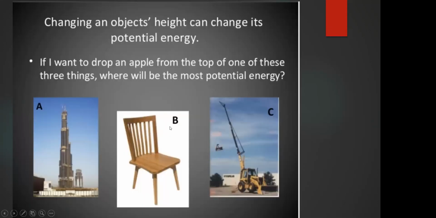Now here, imagine, if you change the height of the object, how can you change the potential energy? Now imagine that you drop an apple from the top of one of these three things. Where will be the most potential energy? At A or B or C? Is it A? Why? Because it has more mass than B and C.